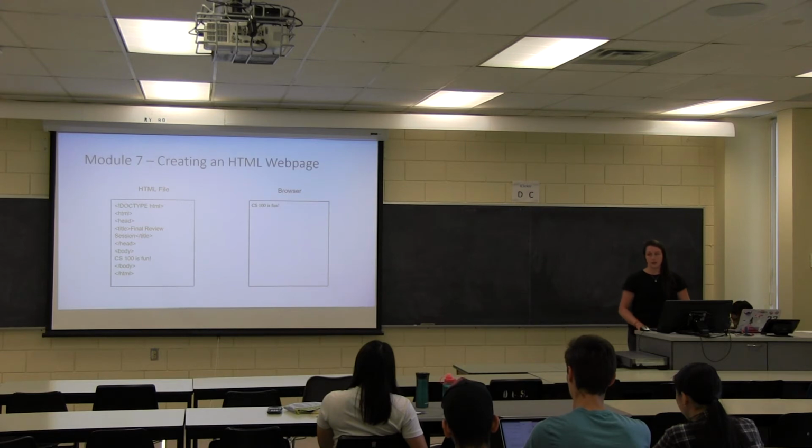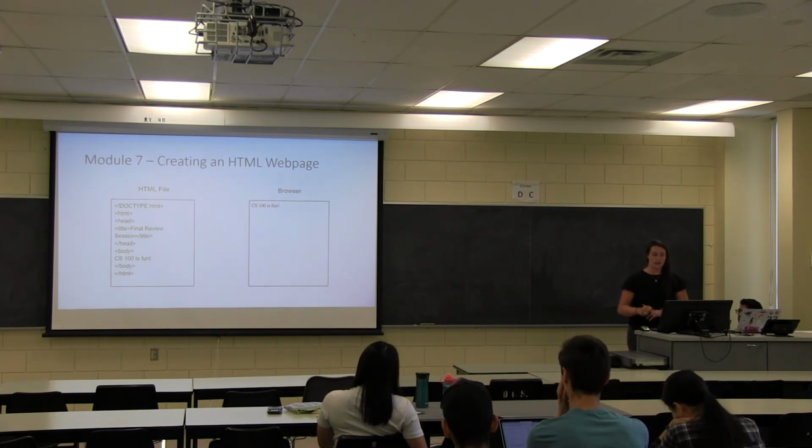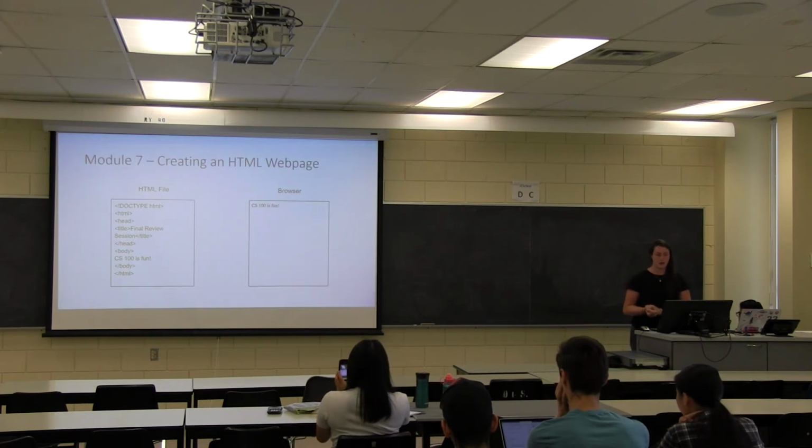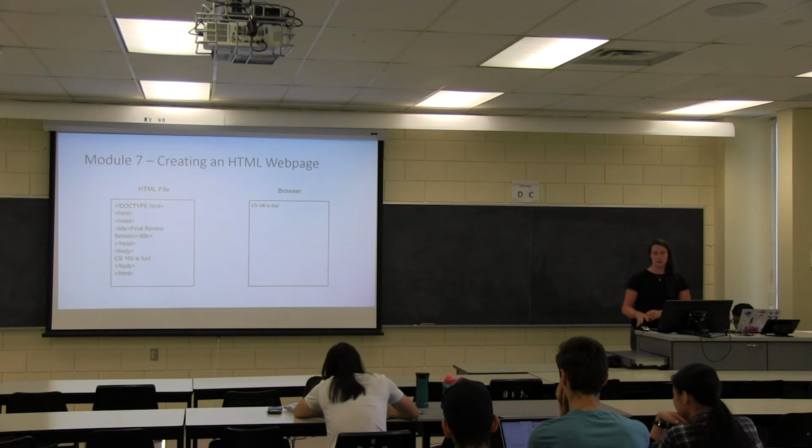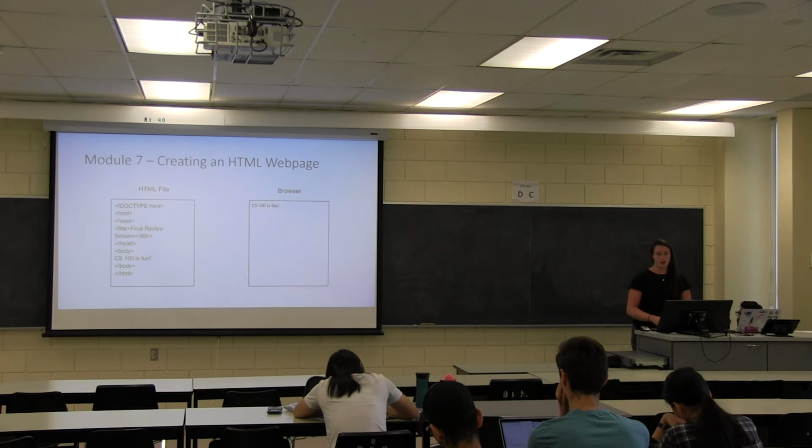So starting off with how to create an HTML web page. The tags that you need to create an HTML web page are the doctype tag, the HTML tag, the head tag, the title tag, and the body tag. Important to note here, the head tag, the title tag, the body tag, and the HTML tag are all what we call paired tags, meaning that they also require a closing tag. So the only unpaired tag in this situation is the doctype tag, which doesn't require a closing tag.